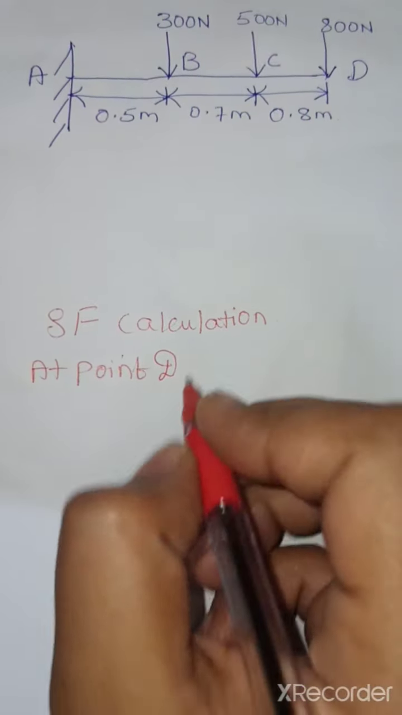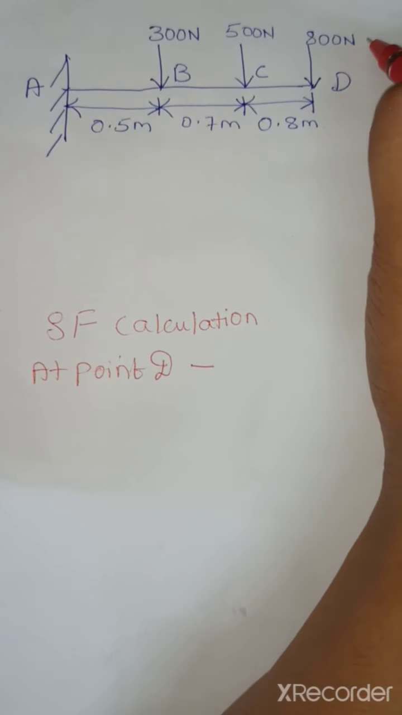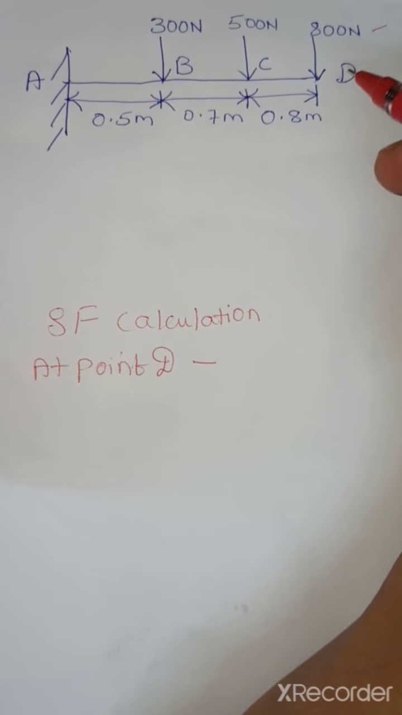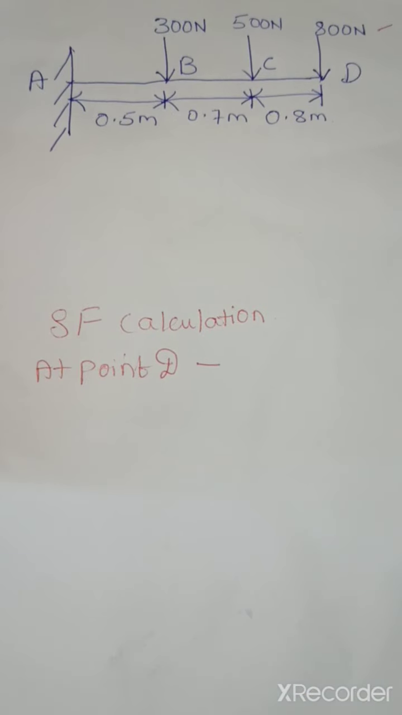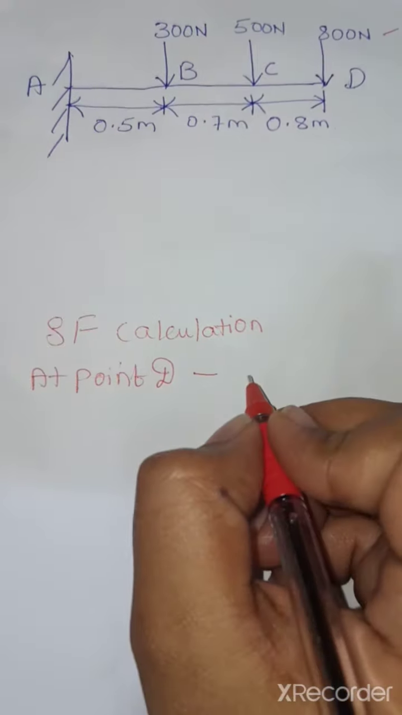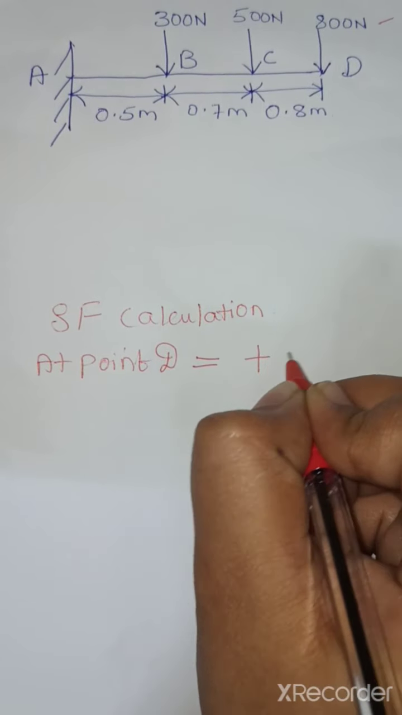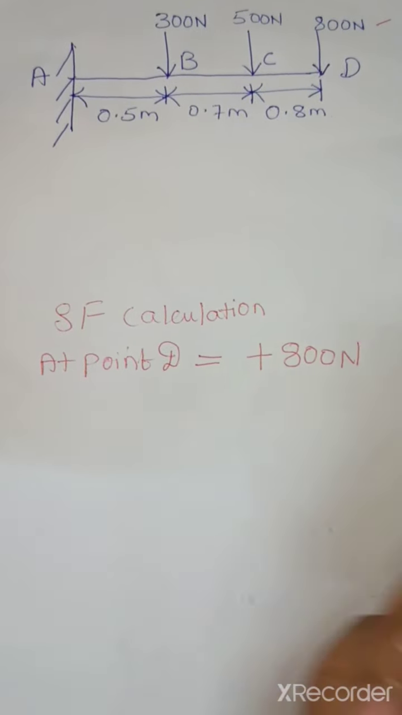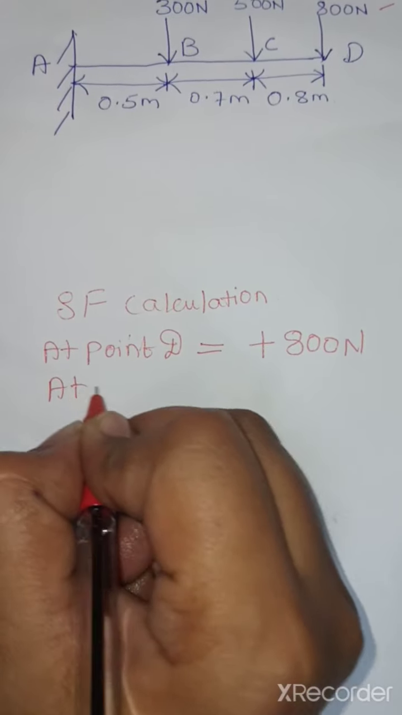Now, exactly at point D, we have only one force here, that is 800 Newton, which is acting in the downward direction. As per our sign convention, a right side force acting in the downward direction is considered positive. So the shear force at point D is plus 800 Newton.